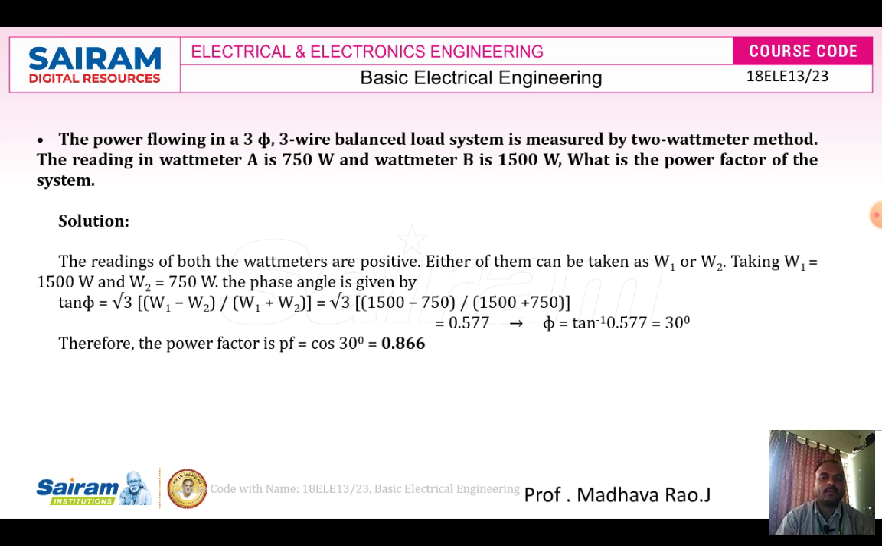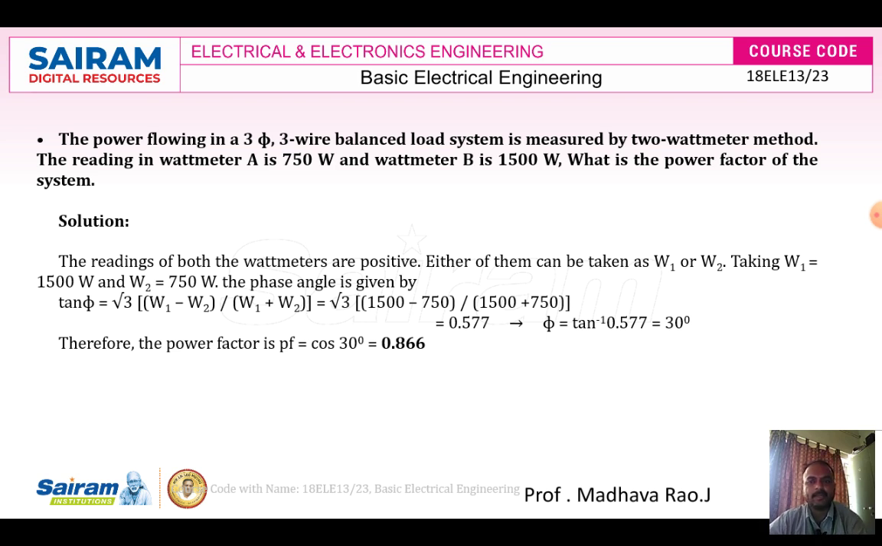The power flowing in a three-phase, three-wire balanced load system is measured by the two wattmeter method. So here a balanced system is given, and they are mentioning the two wattmeter method. The reading in wattmeter A is 750 watt and wattmeter B is 1500 watt. What is the power factor of the system? This is one of the important problems.